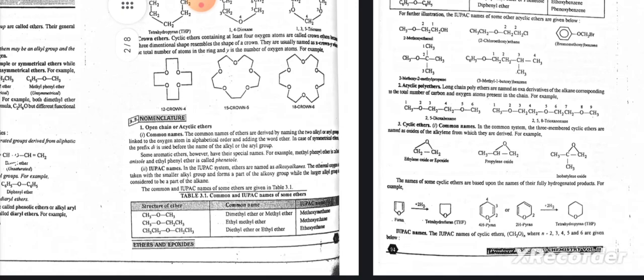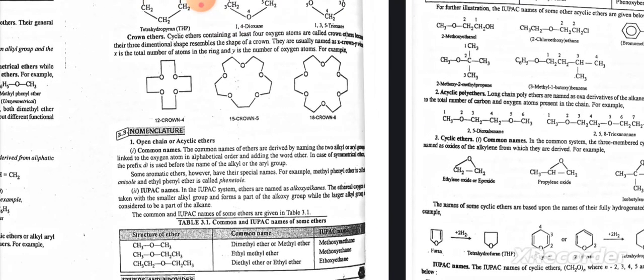Open chain or acyclic ethers. Common names: the common names of ethers are derived by naming the two alkyl or aryl groups attached to the oxygen atom in alphabetical order and adding the word ether. In case of symmetrical ethers, the prefix di is used before the name of the alkyl or aryl group. Some aromatic ethers, however, have special names. For example, methyl phenyl ether is called anisole and ethyl phenyl ether is called phenetole.